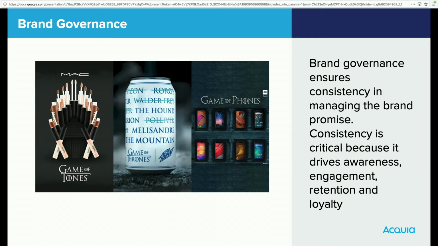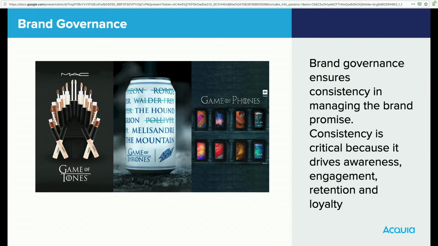Branding governance ensures that you have consistency in managing the brand promise across the organization and get your messaging out there and it's consistent. It's critical because it drives awareness, engagement, retention, and loyalty with your customers. So you've created this great brand, but you need to put some governance around it.